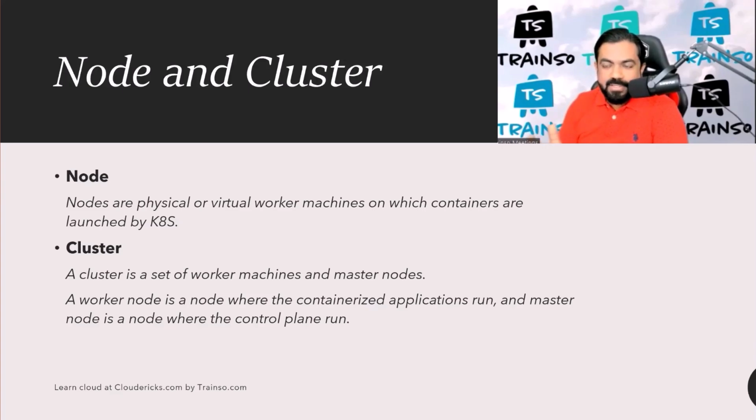So it has to launch containers somewhere, right? On some machine. That machine could be a physical machine or it could be a virtual machine. A cluster is a set of worker machines and master nodes. A worker node is a node where containerized applications run, and master node is a node where the control plane runs. There are a lot of technical terms that are present in today's session. When we do more and more hands-on practical examples, many of these things will become very clear for you.